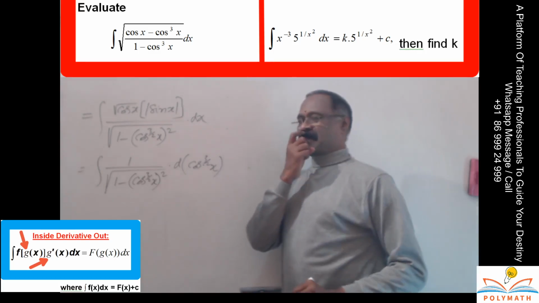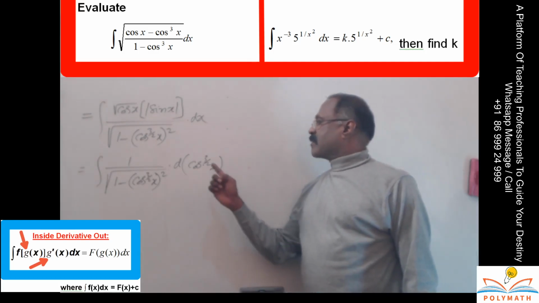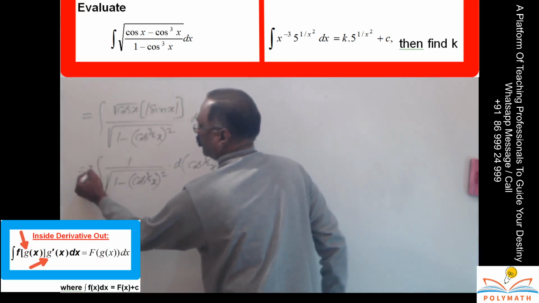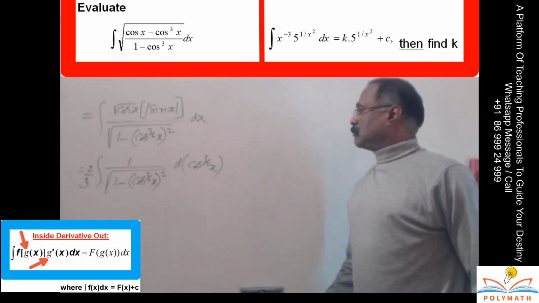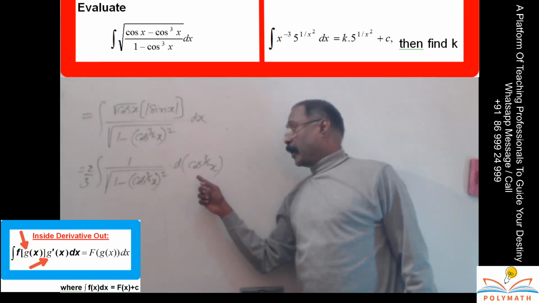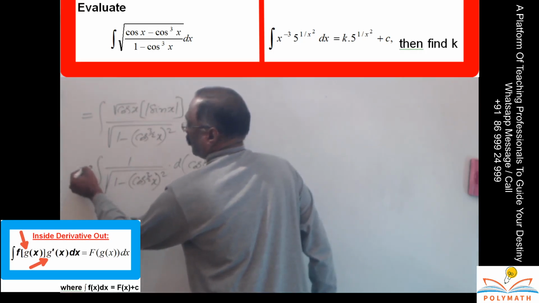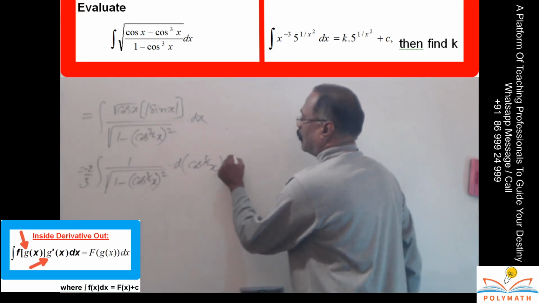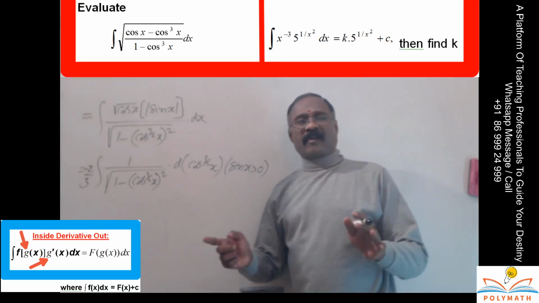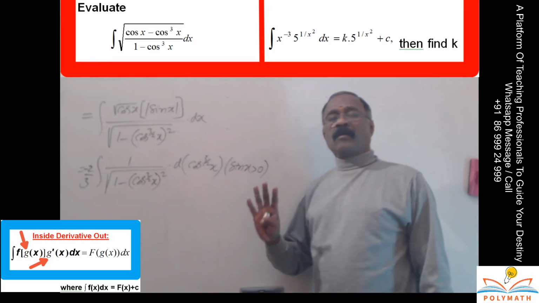I wrote it just to see the adjustment. I wrote it forcibly. This is 3 by 2 root cos x, but 3 by 2 is not there, so I wrote 2 by 3 outside, into root cos x into the derivative of cos x, minus sin x. The minus is not there, so I am putting a minus there. We are taking sin x greater than 0 here, otherwise there are chances of getting two answers, one for plus, one for minus. But for this problem, we are taking positive only.